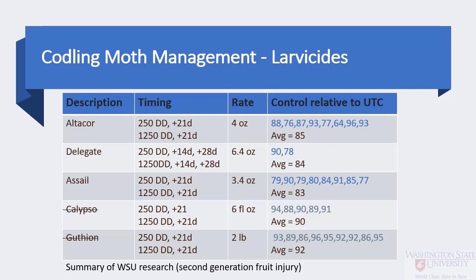And from these data, you can see that some older products consistently provided higher levels of control and with less variability than the newer products. These findings indicate that the more selective products should not be used as standalone tactics because they can't reduce codling moth populations to manageable levels over time on their own.